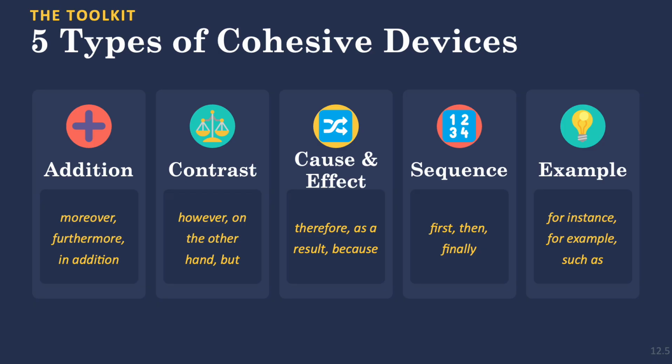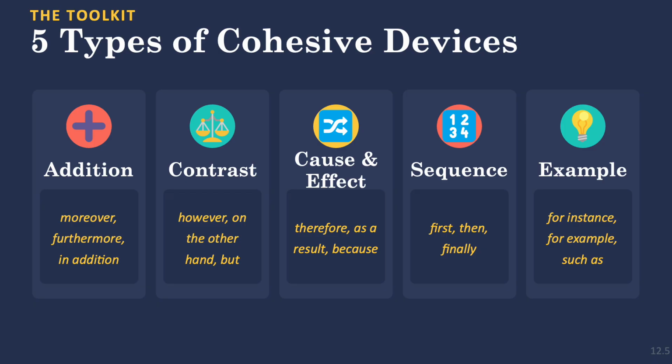The second type is contrast. We use contrast when two ideas are different or opposite. Examples include however, on the other hand, and but. For example, the activity was difficult. However, the students completed it successfully. The third type is cause and effect. These devices show why something happened or what happened because of it. Examples include therefore, as a result, and because. For example, it rained heavily. As a result, the outdoor activity was postponed.